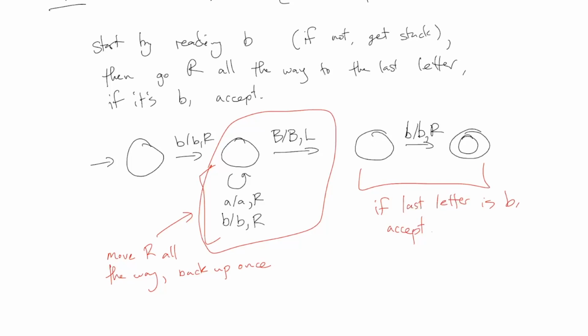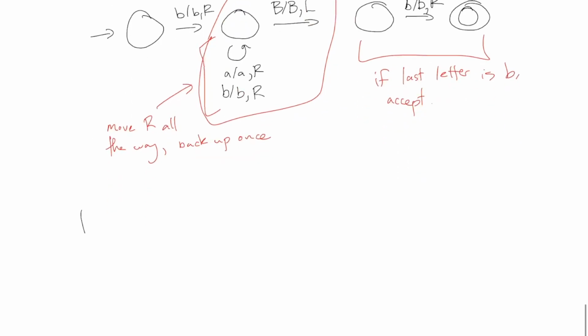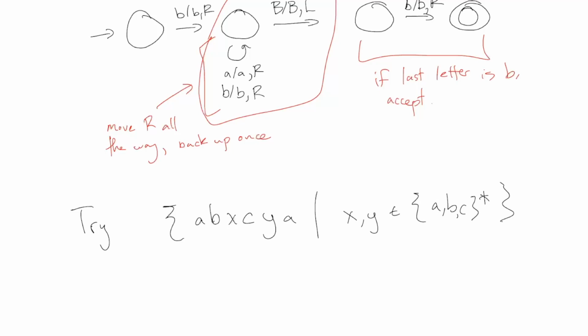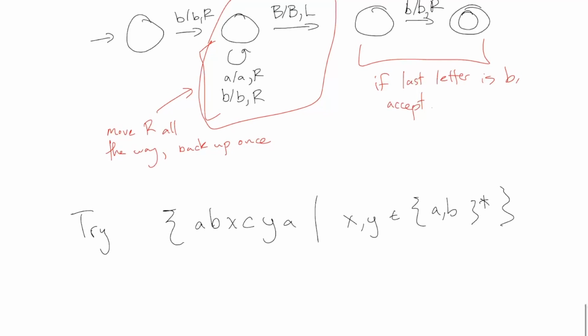I got one for you all to try. It's sort of a variation on this basic idea. So let's try this. How about A, B, X, C, Y, A, where X and Y are in {A, B, C}*. So this one has C's in it also. Doesn't make much of a difference. Sorry, this is much harder than what I meant. I meant to say X and Y are in {A, B}*, not C. With the C in there is far more difficult. You should be able to do the same basic idea as what we just did.